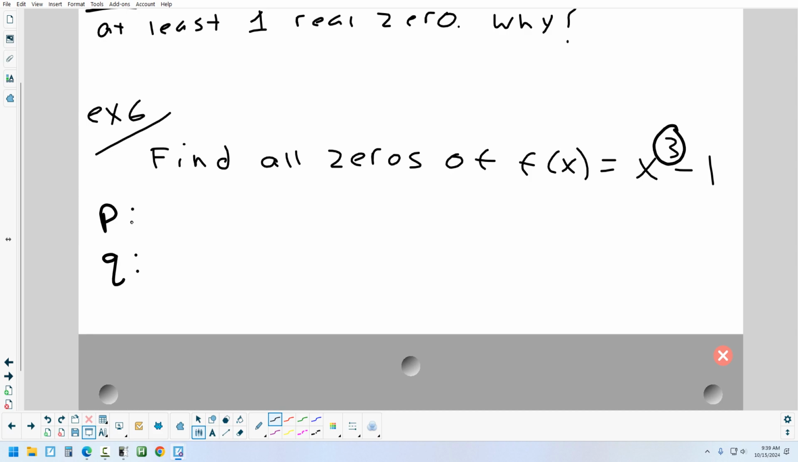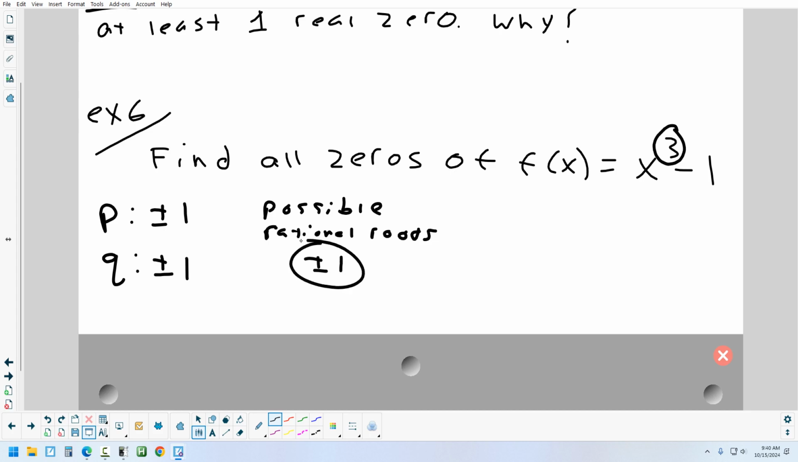What are the factors of the constant in this problem? 1 and negative 1. And the factors of q, the leading coefficient? Negative 1 and 1. So not really much interesting with p and q this time. So what are all the possible rational roots? Plus or minus 1 over plus or minus 1. So it's really just plus or minus 1.